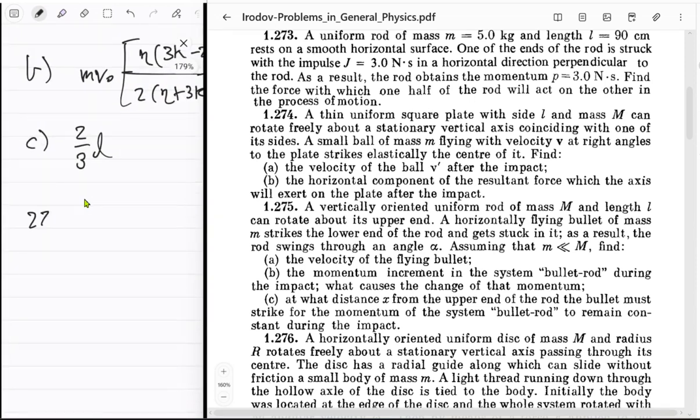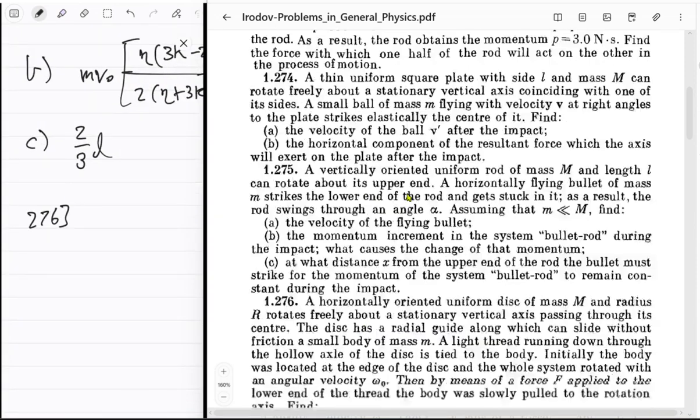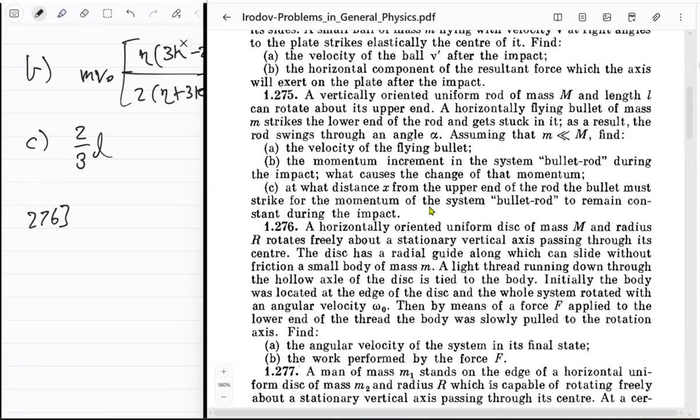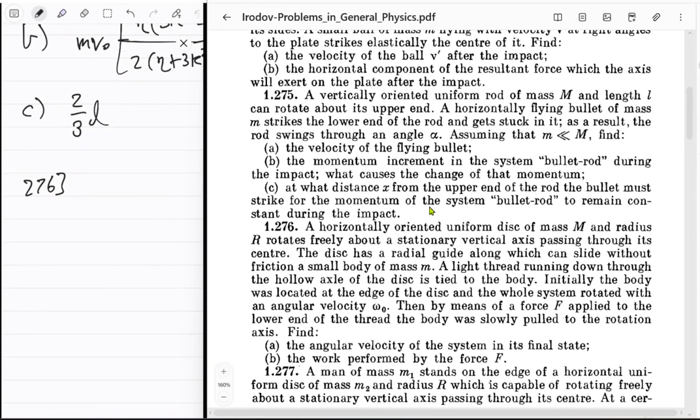276. A horizontally oriented uniform disk of mass m, radius r, rotates freely about a stationary vertical axis passing through its center. The disk has a radial guide along which a small body can slide without friction. Wow, so poetic. How did you not tell me this directly, but in a loop fashion? A small body of mass m. A light thread running down through the hollow axle of the disk is tied to the body. Wow. Okay.